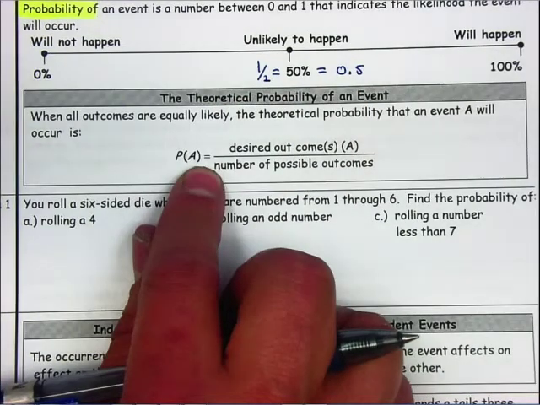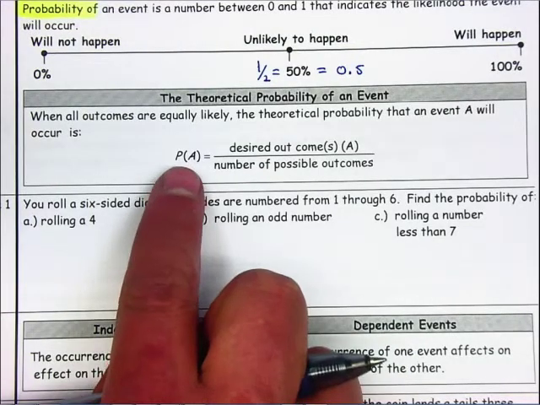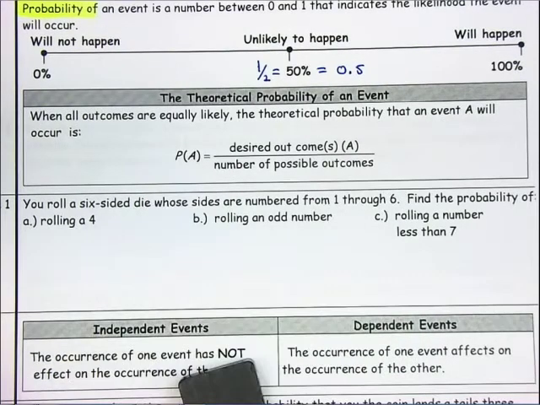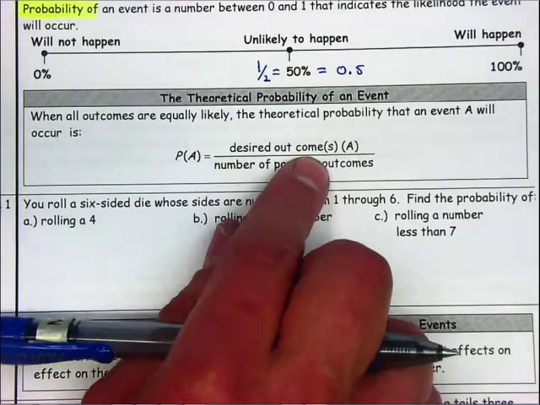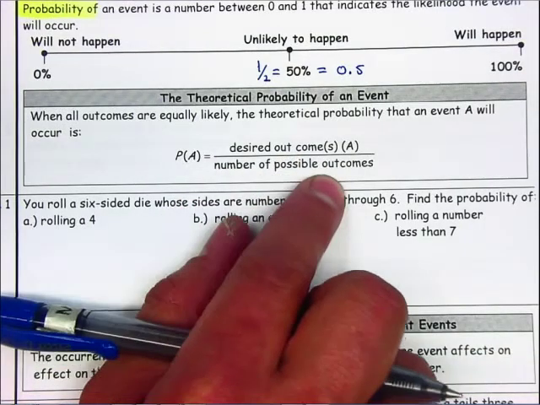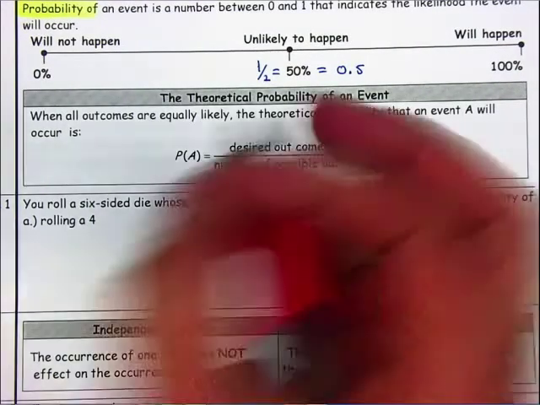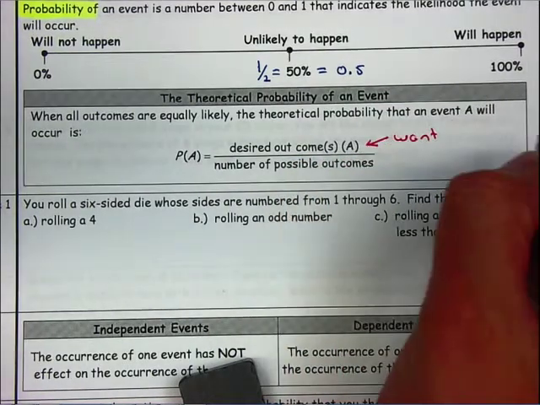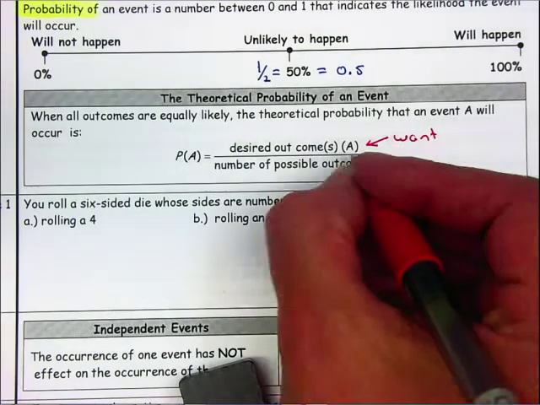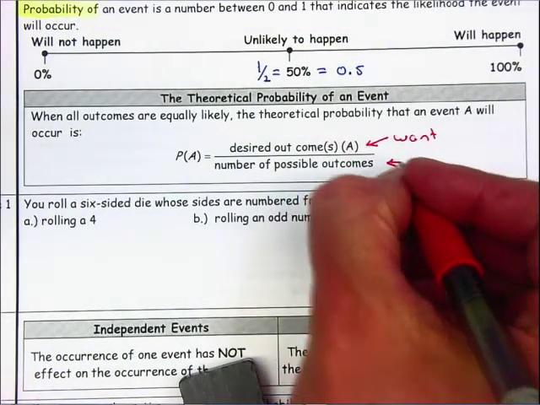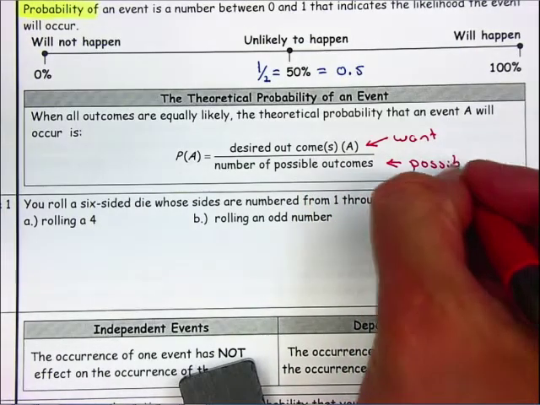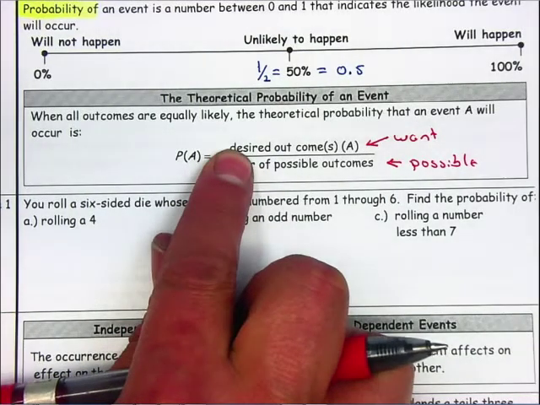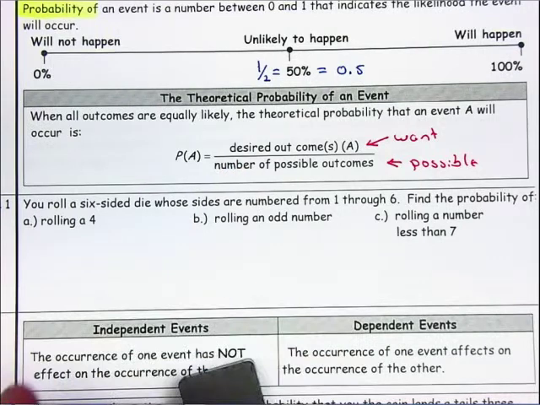Now the definition of probability. The probability that event A is going to occur is the desired outcome over the number of possible outcomes. On the numerator, we're going to have what you want. What are you looking for? That'll be on the numerator. On the denominator is what's possible. What are the different possibilities? So on the numerator is what you want, what you're looking for, over what is possible.